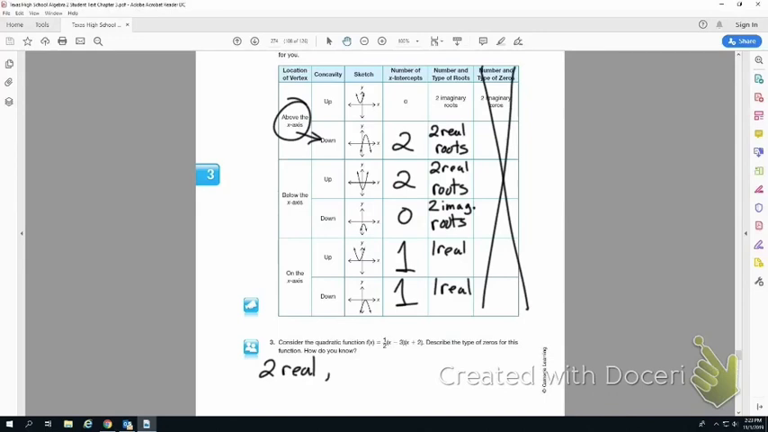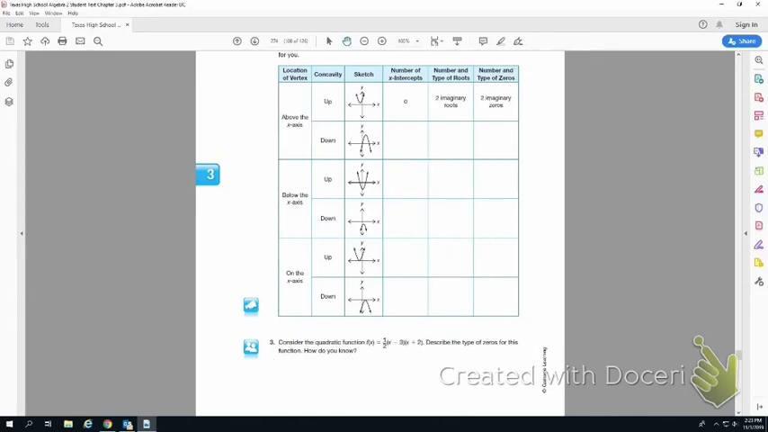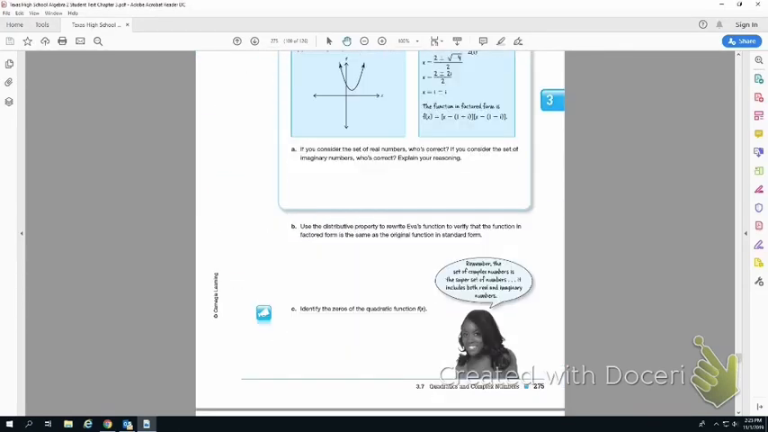Because in factored form, it gives you the x-intercepts. If you had factored form and it did not have two real solutions, it would look something like this. So that would be two imaginary, is what that's an example of. Okay? So what they gave us is two real. That right there, something that would look kind of like that is two imaginary.